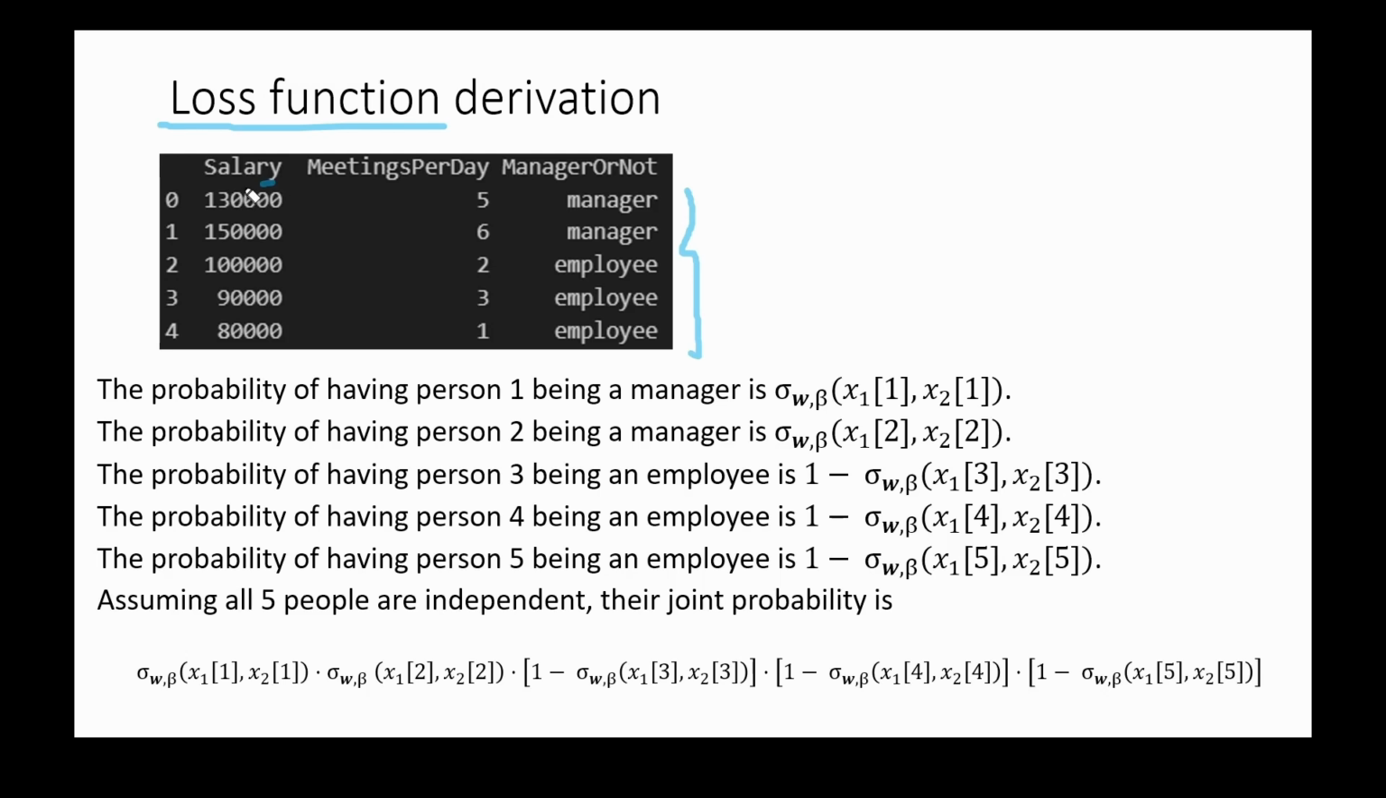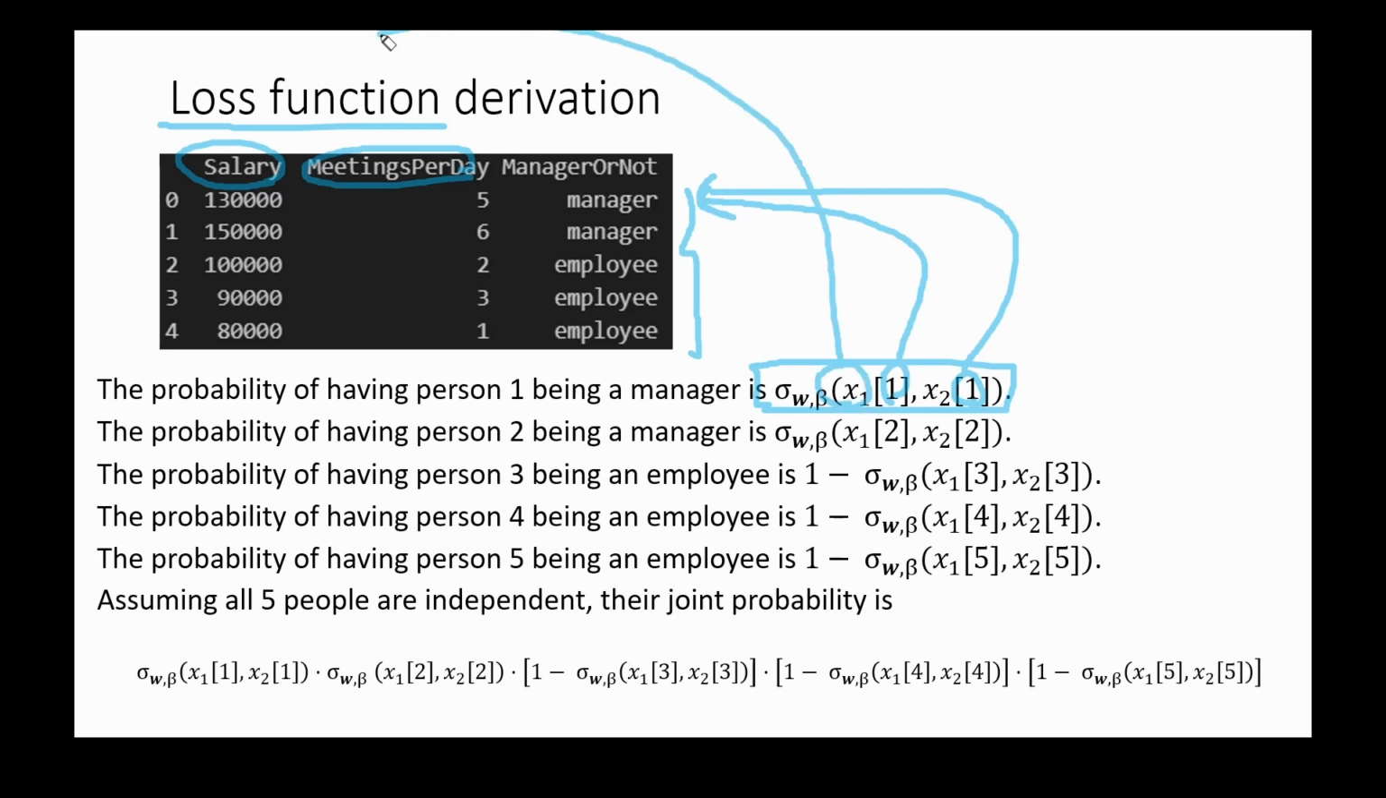Each employee has a salary and also meetings per day. So the probability of person number 1 being a manager is simply equal to the output of the sigmoid function. Over here, I'm also introducing a new notation, which is this square bracket after the attributes. The number inside the square brackets represents the employee number. So for example, this 1 represents that it belongs to the first employee. Also, this 1 belongs to the first employee.